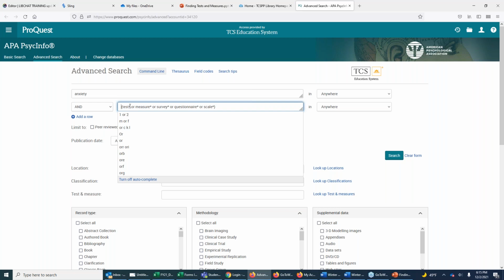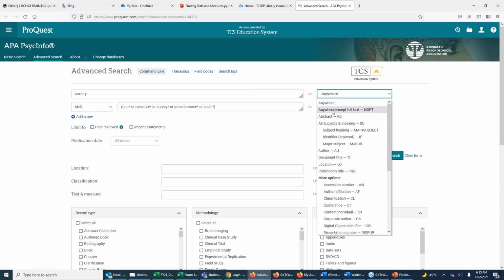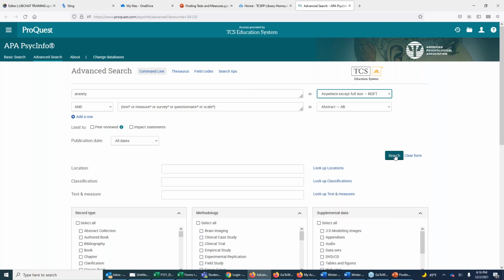So you'll notice that I have an asterisk next to each of these. And also I'm stringing this together with the word or. So I'm looking for either test or measure or survey or questionnaire or scale, either one. And with the asterisk, what that means is it's either like test or testing. It takes the root of the word and will pull up results that include any permutations of that word. So I'm going to change this to abstract, as I described earlier. I'm also going to change this to anywhere except full text. What that means is it's going to look for this word either in the title or the abstract or the indexing details.